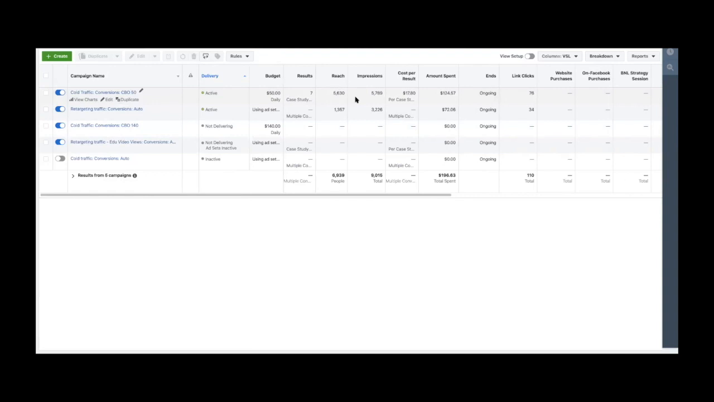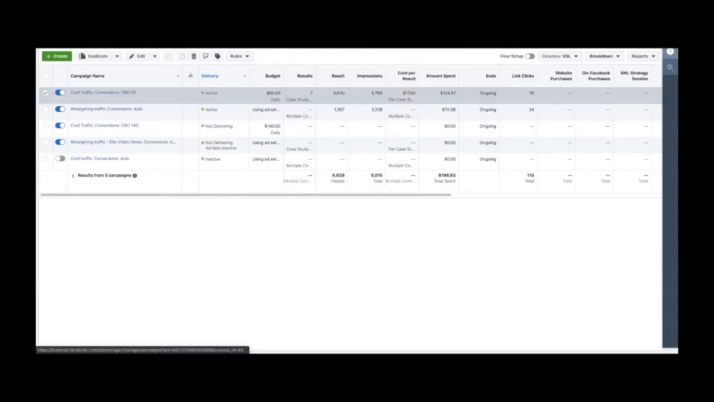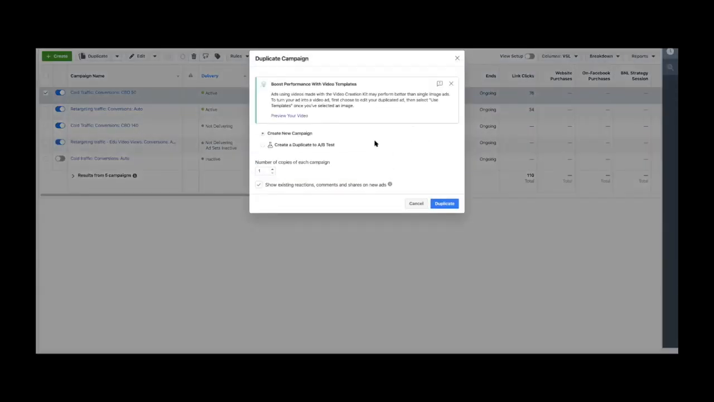Here's what I don't understand. So the CBO, if you duplicate an ad set within a campaign, would you duplicate and put it in another campaign then? No, within the same campaign. By the way, do you want to do this now? Yeah, I'll do it. Yeah, let's do it.